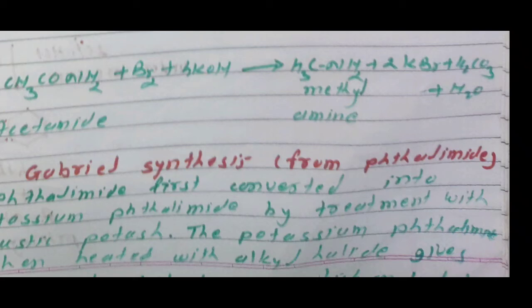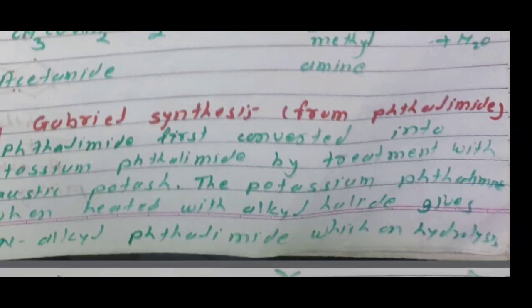This method is known as the Gabriel synthesis from phthalimide. Phthalimide is formed from urea and phthalic acid. Phthalimide is first converted into potassium phthalimide by treatment with KOH. Then potassium phthalimide, when heated with alkyl halide, gives N-alkyl phthalimide, which on hydrolysis with 20% HCl under pressure forms a primary amine. This is the Gabriel synthesis method.